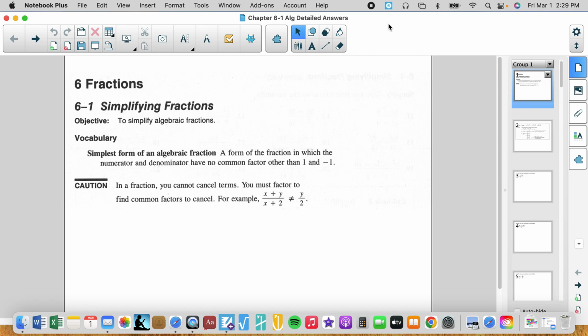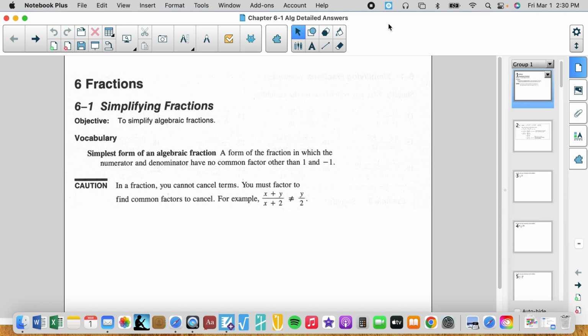Lesson 2. This is Algebra 1, Chapter 6 from the Structures and Methods book, which is one of my faves. Chapter 6 deals with fractions, simplifying fractions. We're going to start off relatively benign and then work towards the more complex and complicated ones.